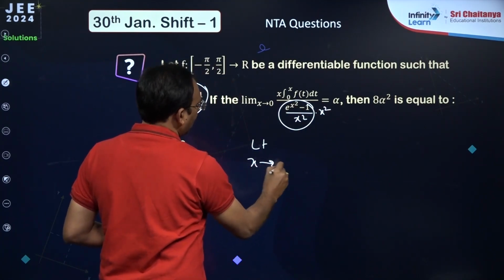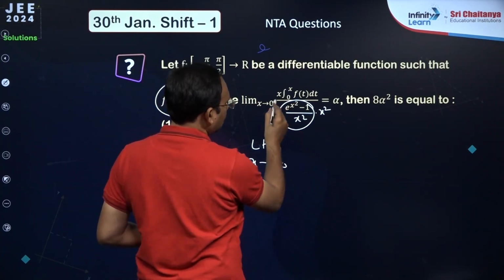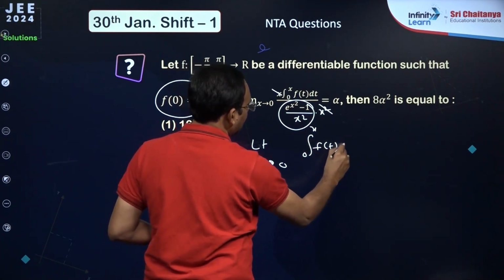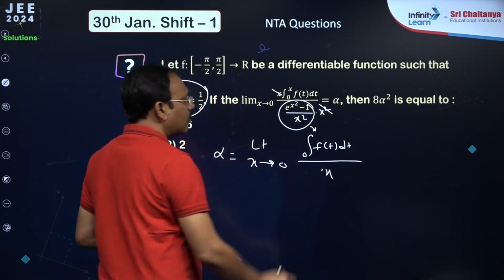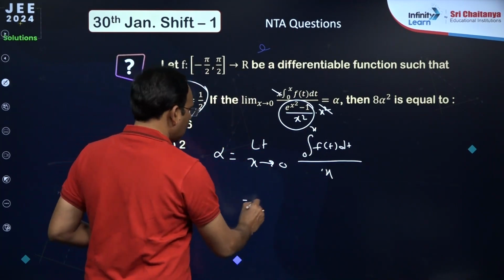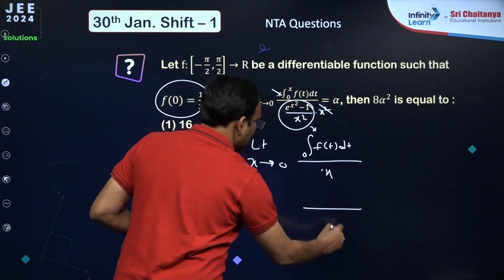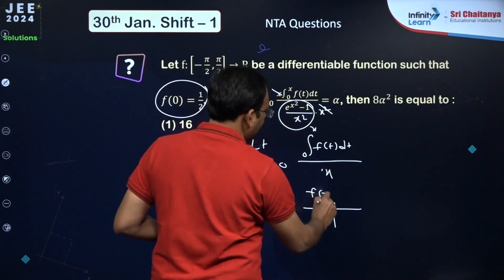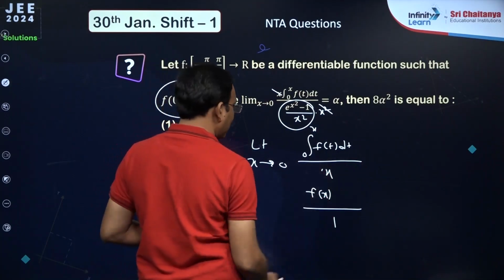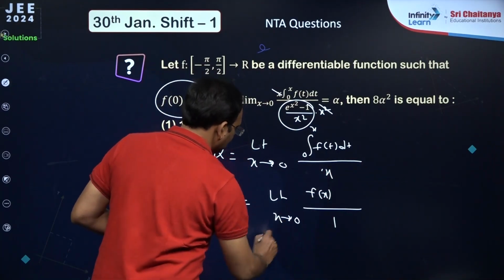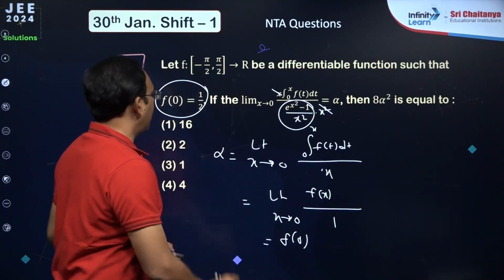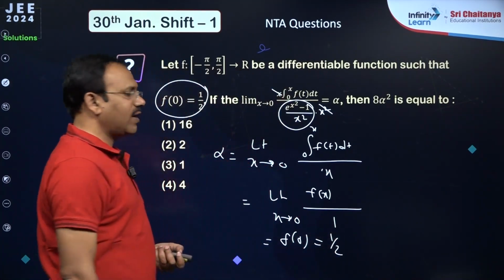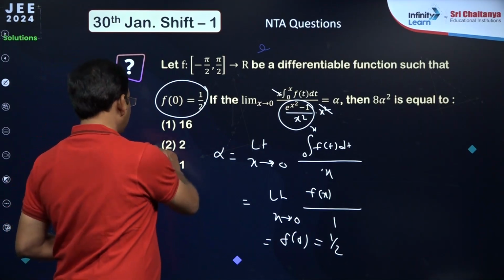You can take alpha as limit x tends to 0. Here this x square gets cancelled with 1 x, integral 0 to x f of t dt by x it is. Now, if you put x tends to 0, it is again 0 by 0, so by L'Hospital's rule, denominator derivative is 1, numerator derivative by Leibniz formula, substitute x here, f of x into x derivative 1, remaining becomes 0, limit x tends to 0. This is going to be f of 0, my dear friends. f of 0 is given as 1 by 2. So, alpha value 1 by 2, alpha square 1 by 4, 8 into 1 by 4 will become 2.